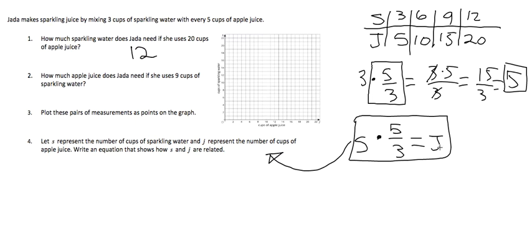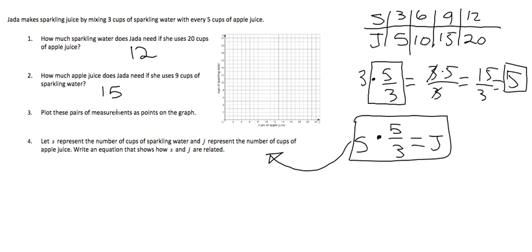Same thing, if we had plugged in 20 here, we'd be solving for S, so we would divide by 5 over 3, and 20 divided by 5 over 3 ends up getting us 12. Same thing goes with here. If we have 9 cups of sparkling water, we can just look at our little grid here that says 9, and we know that there's 15 cups of juice.